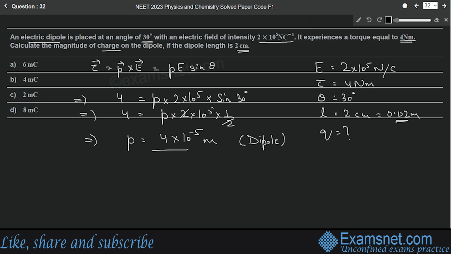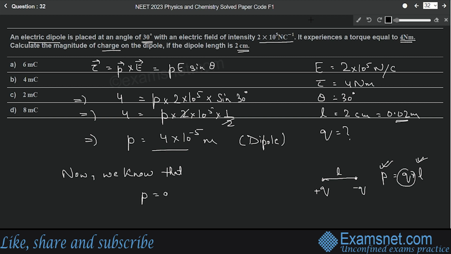And we know that dipole moment is the product of individual charge and the dipole length. If these are the charges, plus Q and minus Q, and this is the length of the dipole, then dipole moment is equal to Q into L, right? So from here we can get the value of Q because we already know the value of dipole moment, and the value of L is also given in this question. Now we know that P is equal to Q into L. P is equal to 4 into 10 to the power minus 5, Q is unknown and L is equal to 0.02 meter.